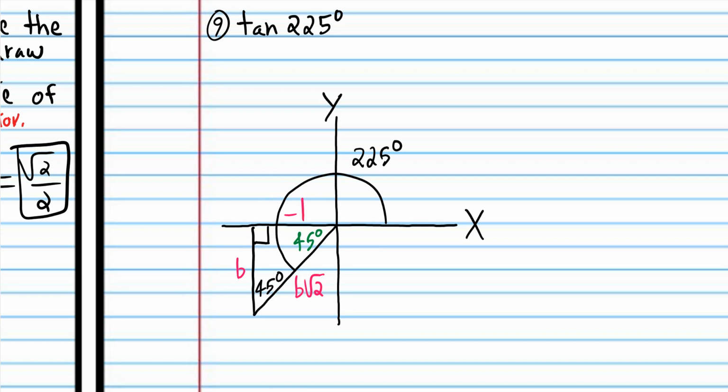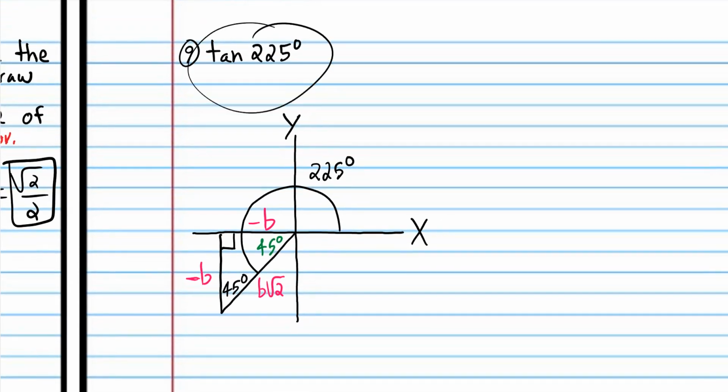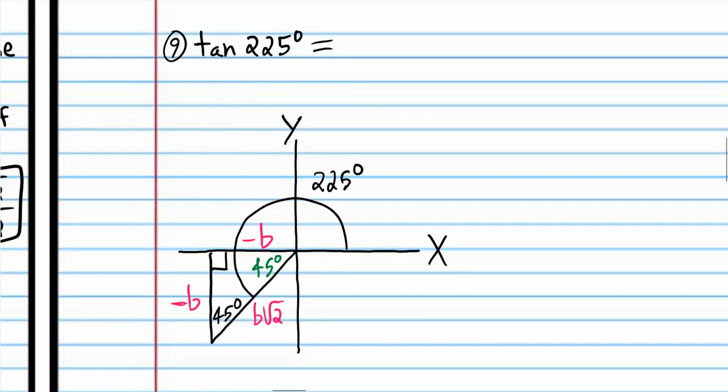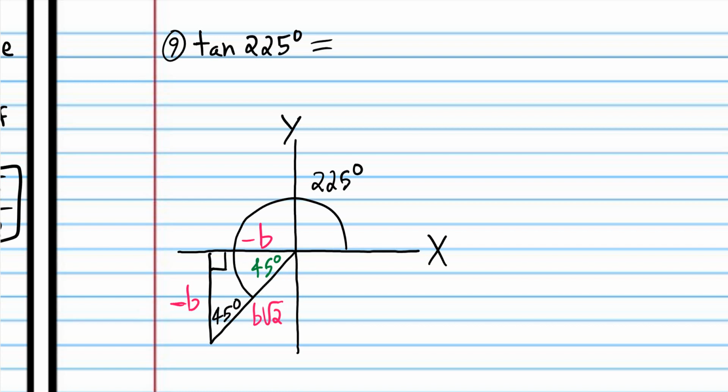And not only that, but this side is below the x-axis, so it has to be negative. I'm going to make that bigger. So now we're ready to calculate tangent 225 degrees, but we must use the reference angle. That's so important to understand. You must use the reference angle. The reason we call it the reference angle is because that's the angle we use when we calculate a tangent 225. When we're trying to figure out what is the opposite side and the adjacent side, we're talking about the reference angle. So the opposite side is negative b, and the adjacent side is negative b, so those cancel and we get 1.